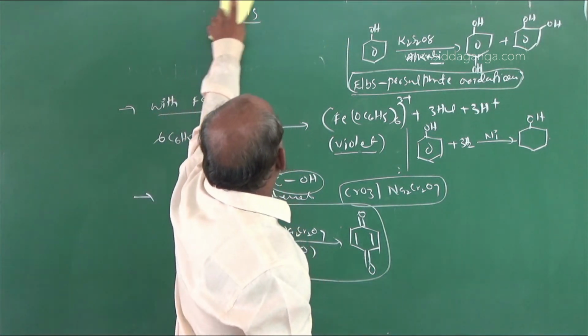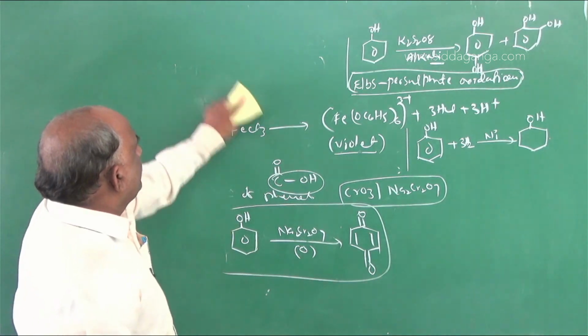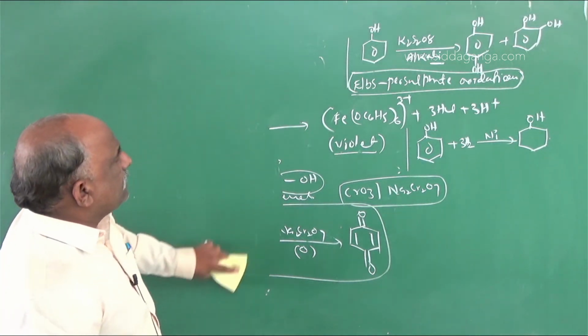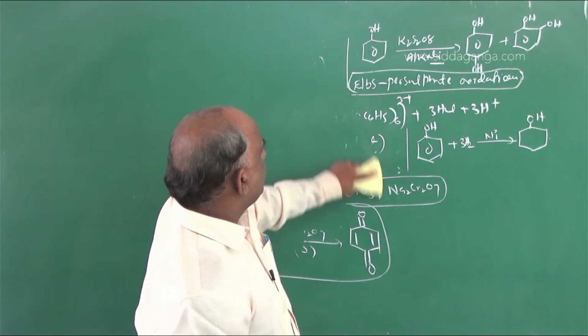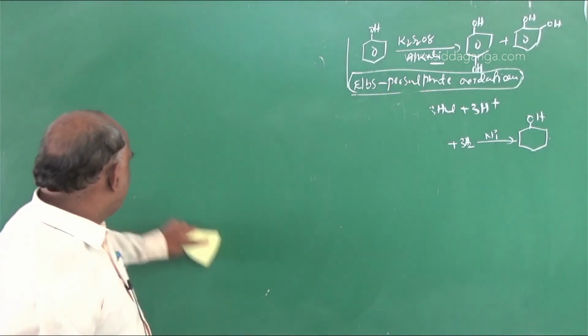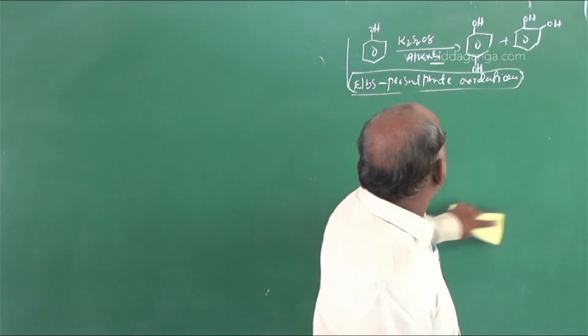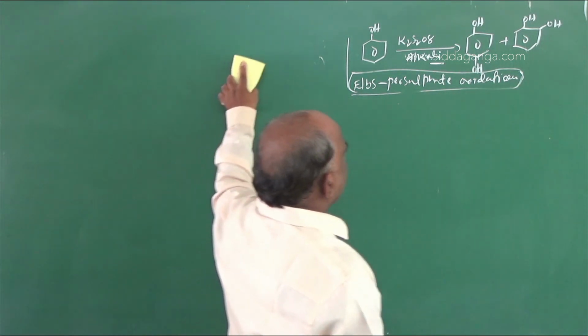And now the distinction of alcohols. Different types of alcohols are there: primary alcohols, secondary alcohols, tertiary alcohols. How to distinguish them? That is important. So you should make a note. ELBS persulfate oxidation.